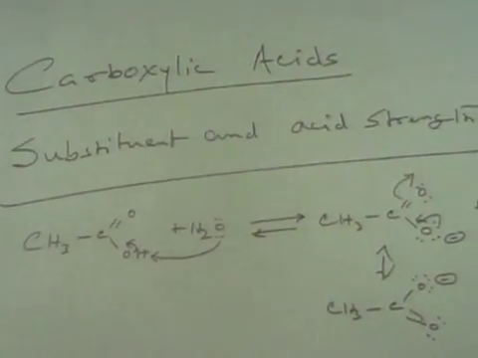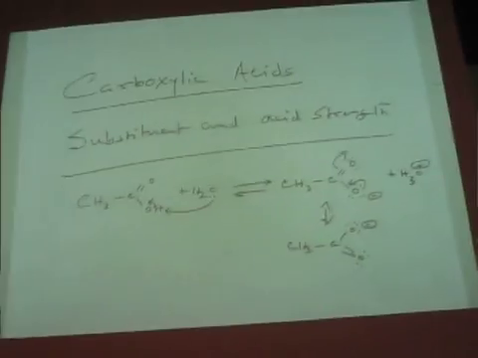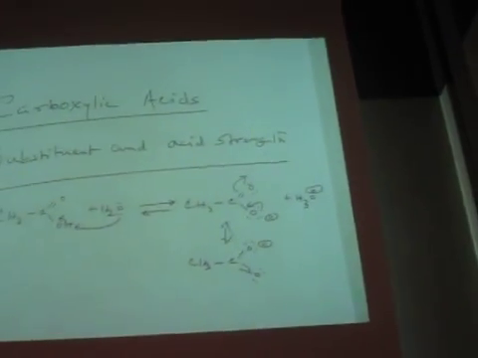Depending on the substituent. So let's start with acetic acid, which has a pKa value of about 4.7. And it is an acid, therefore in an aqueous system it's going to donate the proton. Water picks up that proton and becomes an oxonium ion, and the anion that is formed, which is the conjugate base, is resonance stabilized. We know all of that.